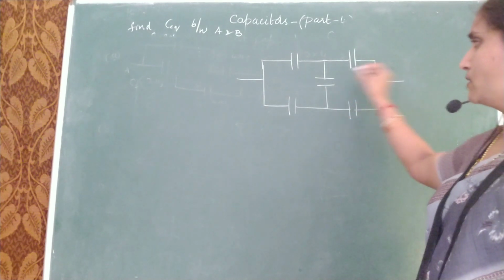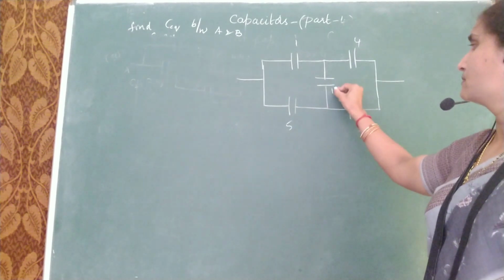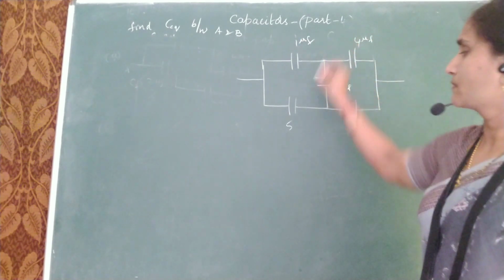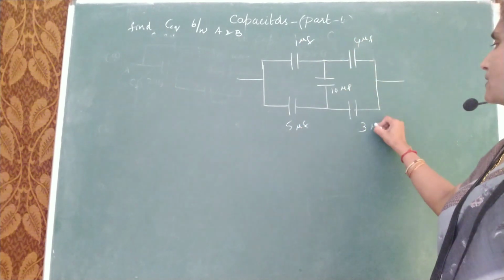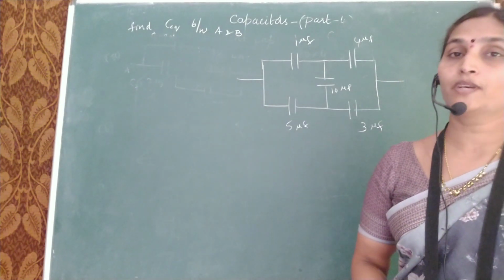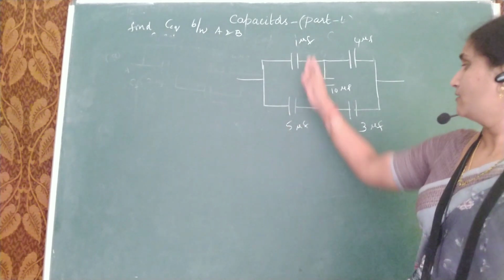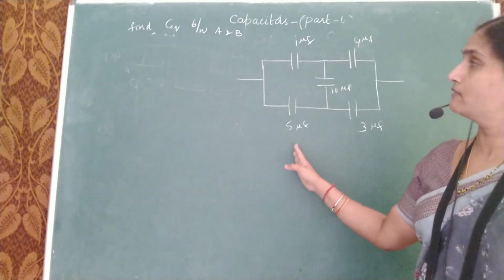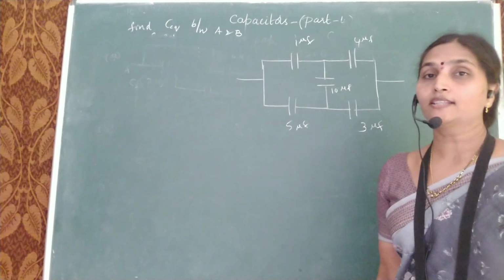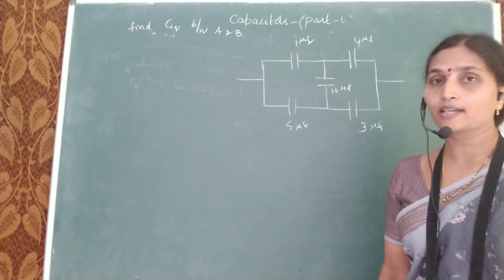Okay, observe the circuit. All are in microfarad. Now tell me, is that a Wheatstone bridge? It is a Wheatstone bridge, but it is not balanced. Just check: 1 by 5 is not equal to 4 divided by 3. Since the bridge is not balanced, our principle is not going to work. You can't remove the central capacitor.